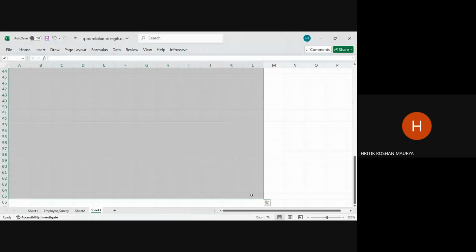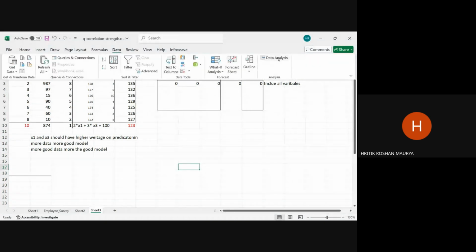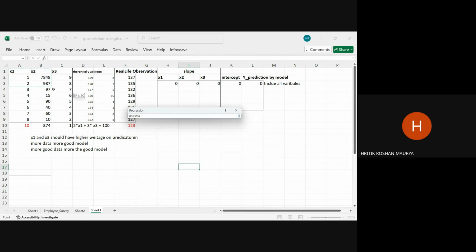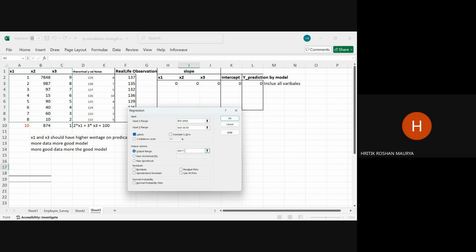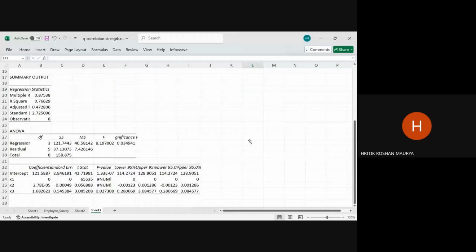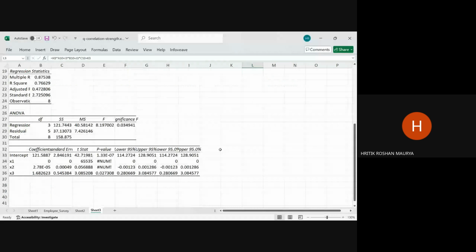So I will go again to the data tab and select all the regression values. I think all are good selections. Labels is there and the output field is also here. So if I include all the variables, this is our y prediction value, and it is calculating x1 as this value.